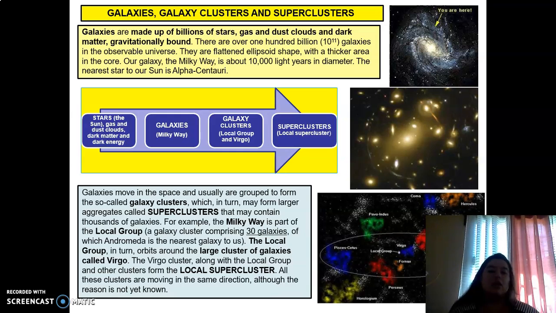The Local Group in turn orbits around the large cluster of galaxies called Virgo. The Virgo cluster, along with the Local Group and other clusters, forms the local supercluster. All these clusters are moving in the same direction, although the reason is not yet known.